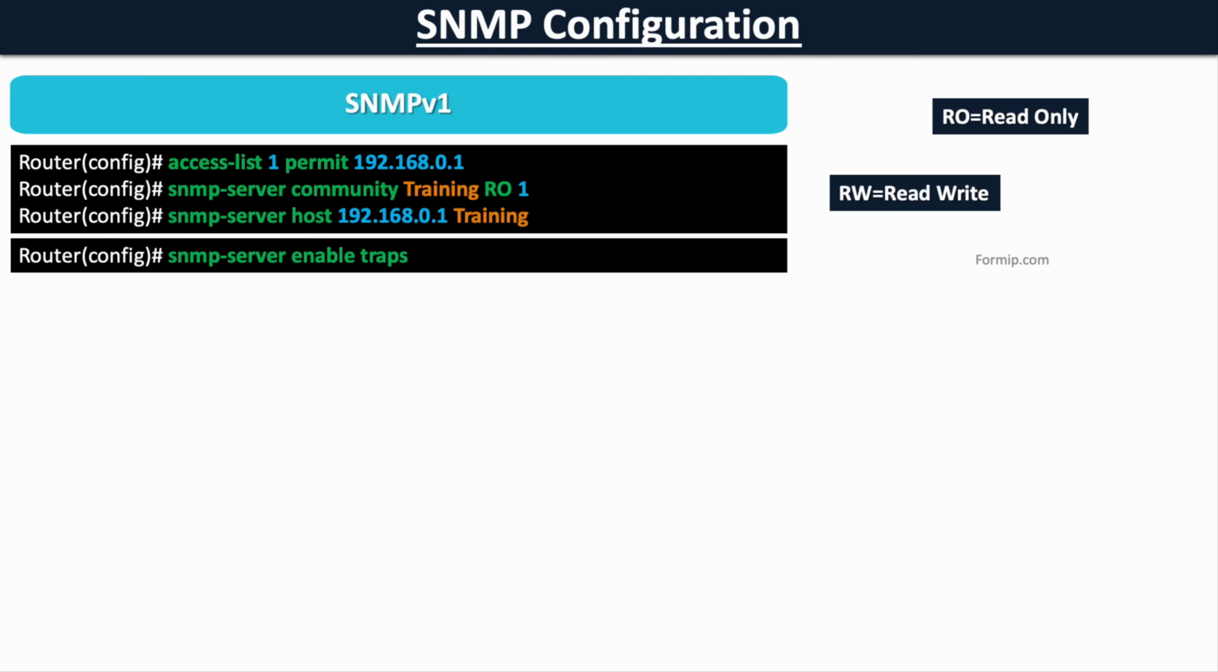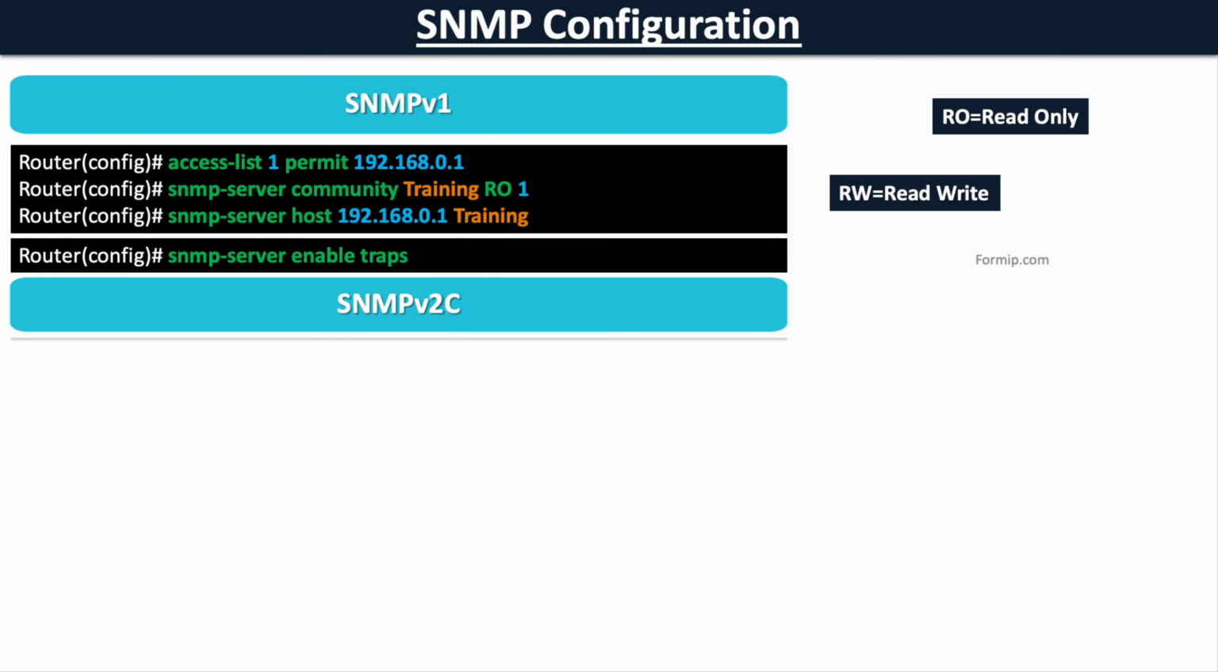The snmp-server host command allows us to define the address of our monitoring server. And don't forget to specify the community. And finally, all that remains is to activate the traps so that the equipment sends to our server any change of state. To do this, you need to run the command snmp-server enable traps.